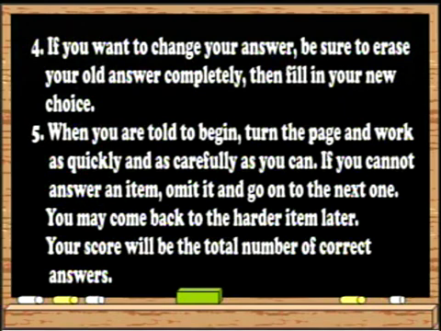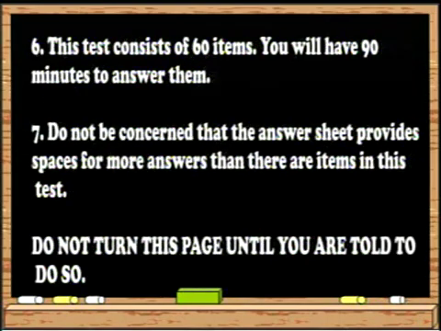If you want to change your answer, be sure to erase your old answer completely. Then fill in your new choice. When you are told to begin, turn the page and work as quickly and as carefully as you can. If you cannot answer an item, omit it and go on to the next one. You may come back to the harder item later. Your score will be the total number of correct answers.